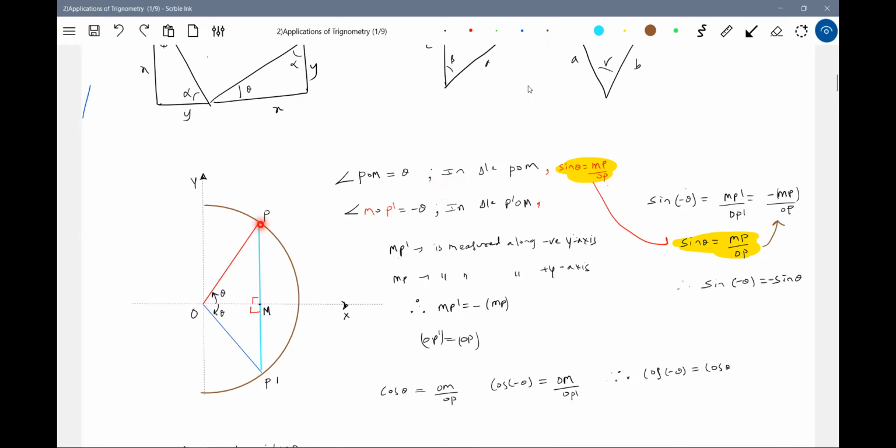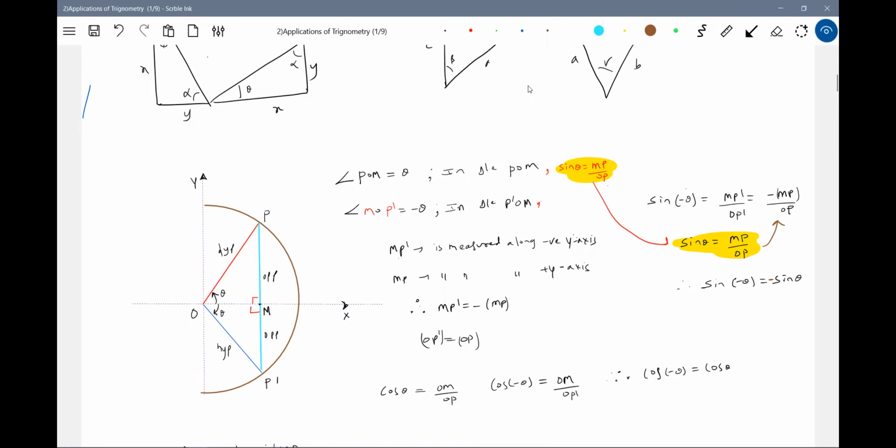So in this triangle, the triangle POM, the angle POM will become plus theta. In the triangle P dash OM, the angle MOP dash will become minus theta. Let me define sine theta. It will be opposite by hypotenuse. Here this is the opposite and this will be the hypotenuse. So for the lower part of the triangle, this will be the opposite and this will be the hypotenuse.